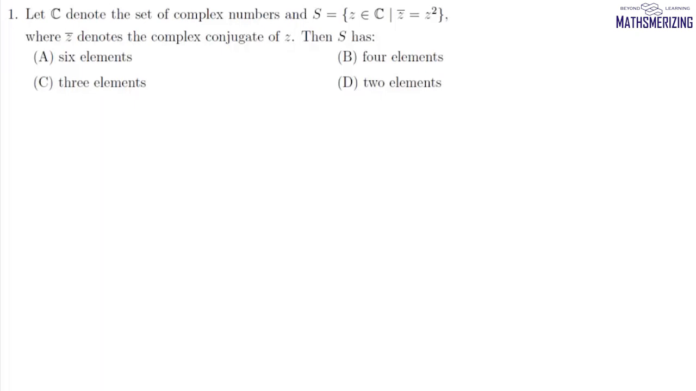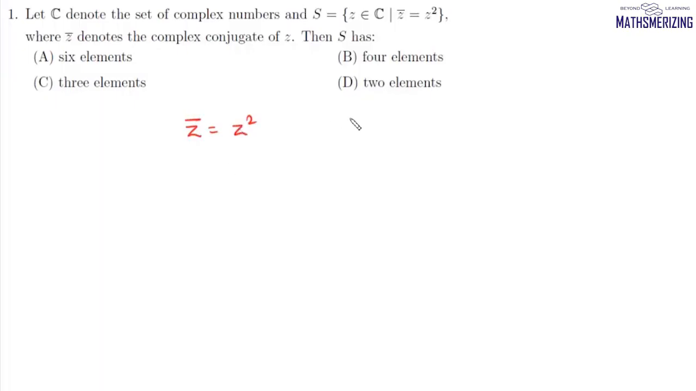Today we'll discuss ISI's BStat BMath 2015 paper, and this paper again has some wonderful questions. The first question is: let C denote the set of complex numbers and S is {Z : Z bar equals Z square}. Then S has how many elements?